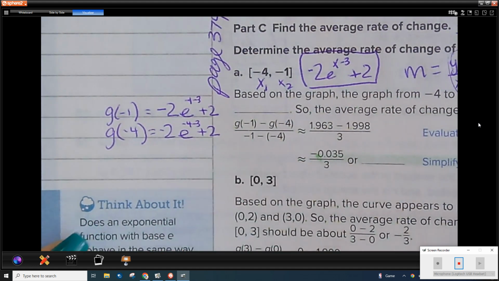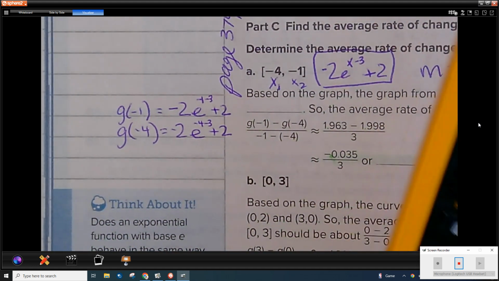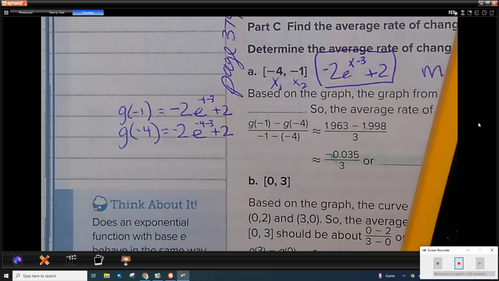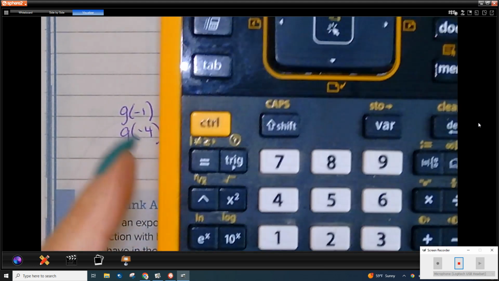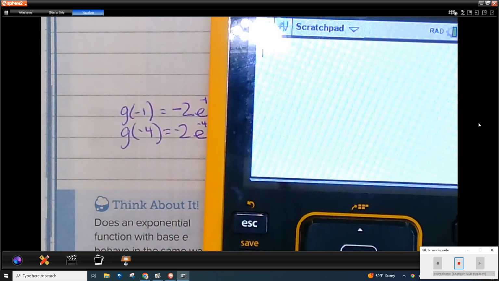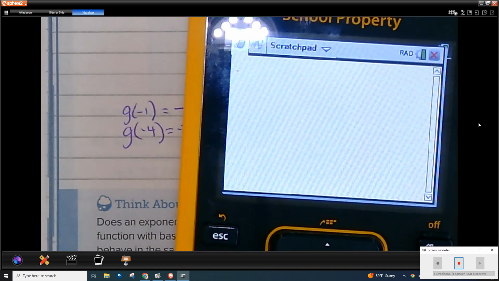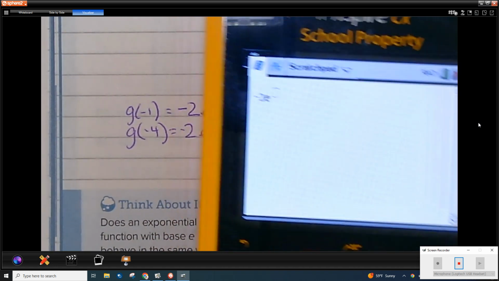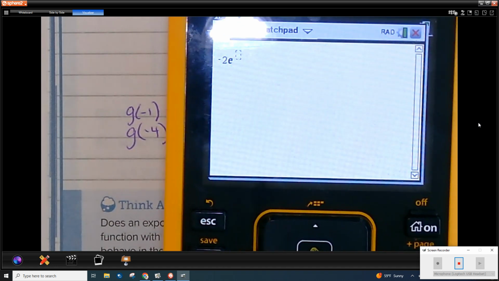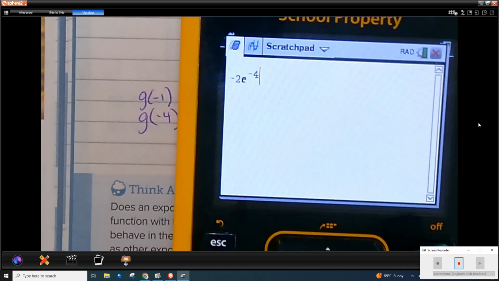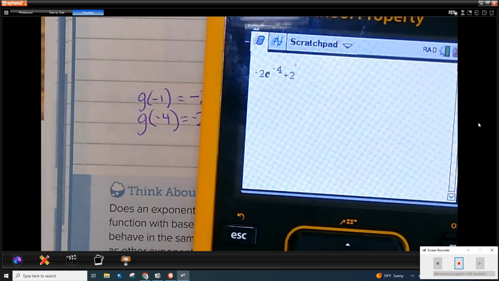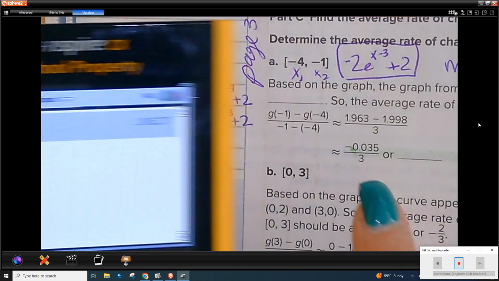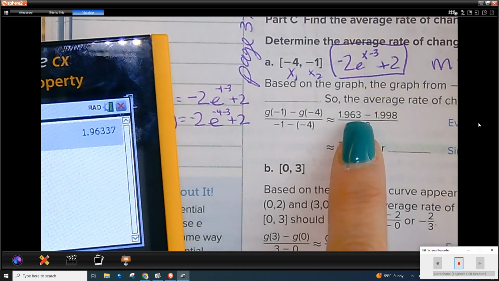And to get those values, remember on the calculator, you use these buttons on the left, e to the x. So I'm going to enter the first one, -2 e. Now I know -1 minus 3 is a -4, and then you have to hit right to get out of the exponent, plus 2. And we should get 1.963, which is what they got.